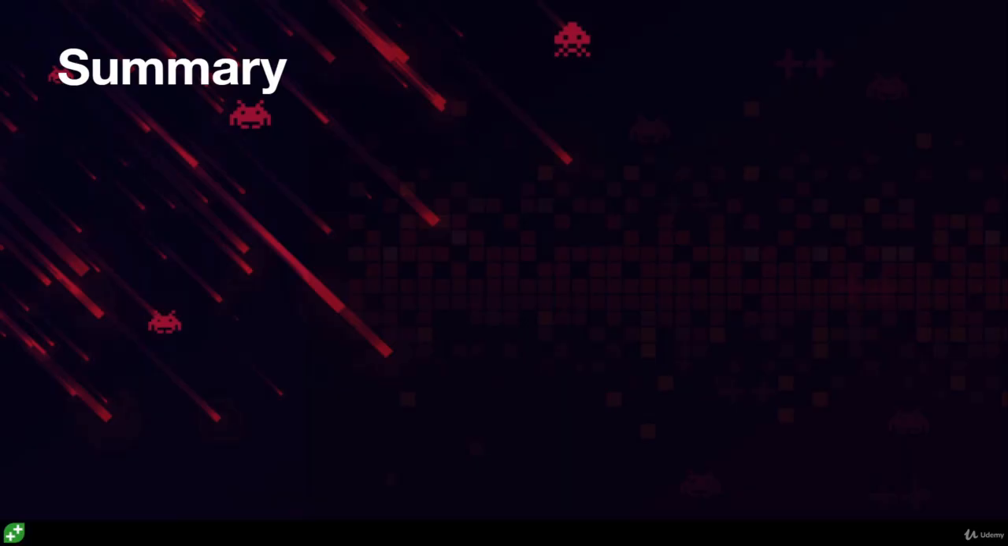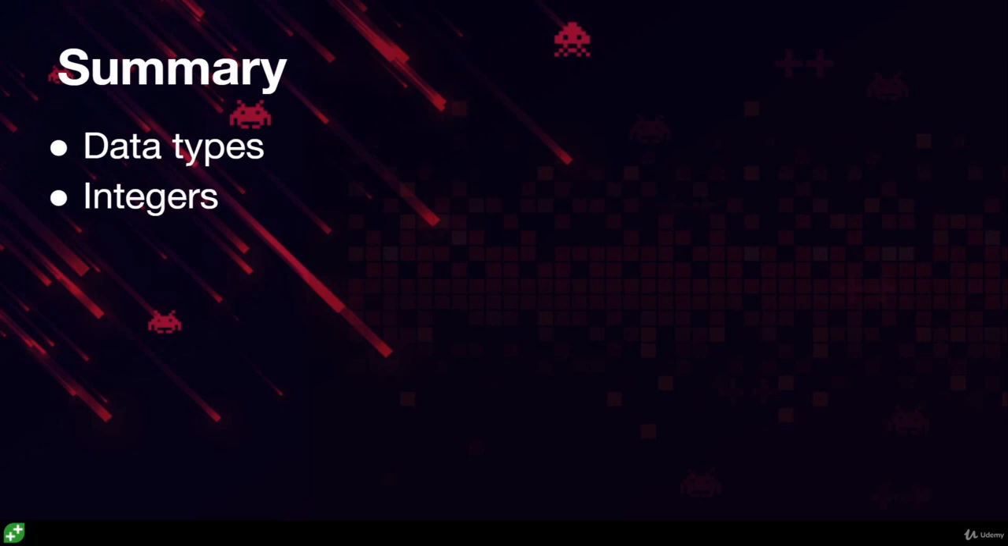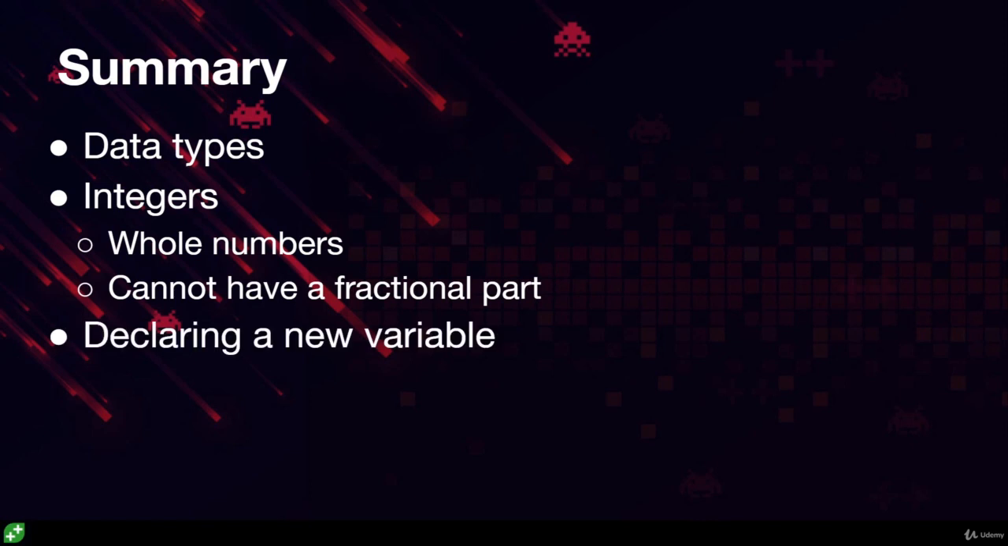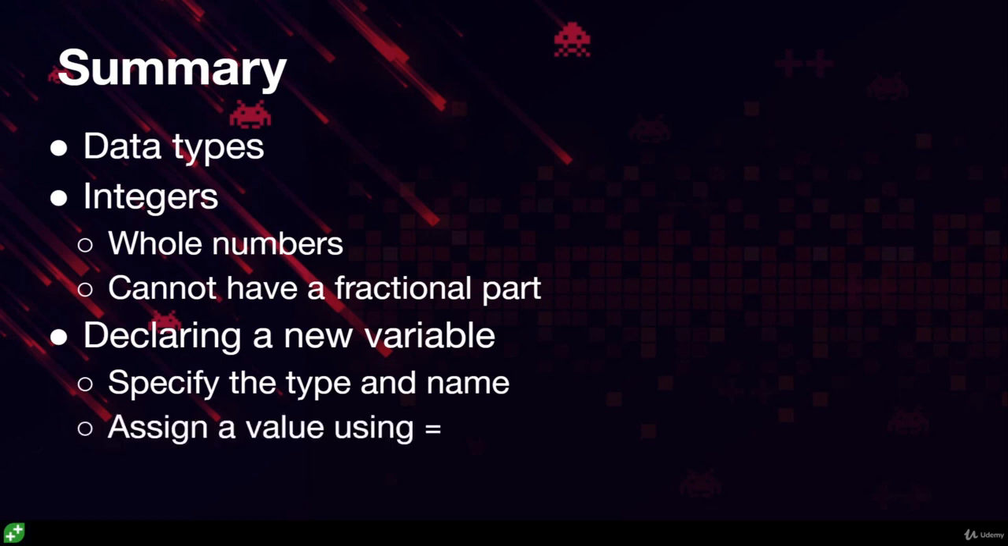Okay, great job. You've now learned that data in C++ has its own type. We've learned that integers are whole numbers and are incapable of storing a fractional part. We learned how to declare a new variable by specifying the type and giving that variable a name. And we learned how to assign a value to that variable using the assignment operator, which looks like the equal sign. Excellent job. We'll learn more about data types as we go along, and we'll see that there are more types than just plain old integers.